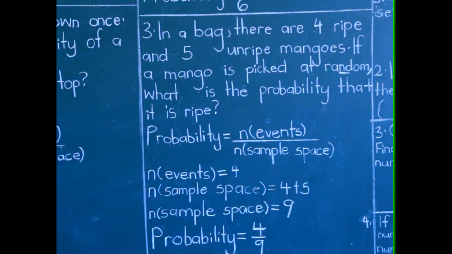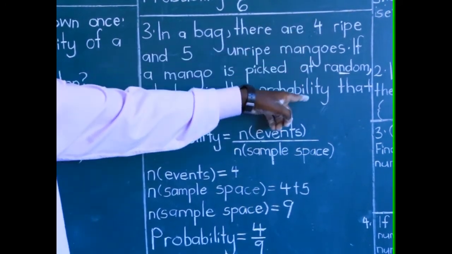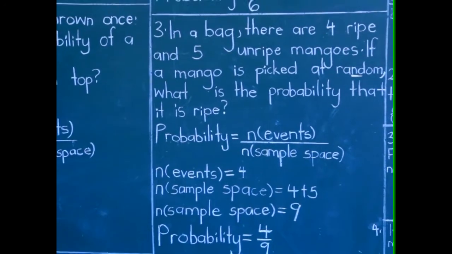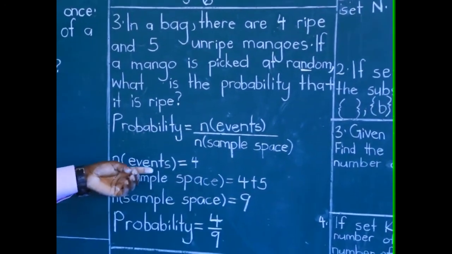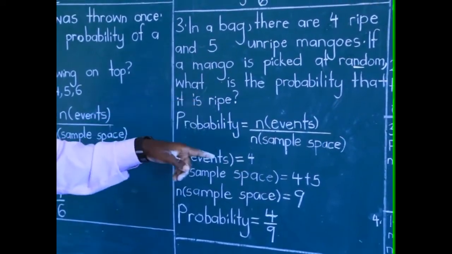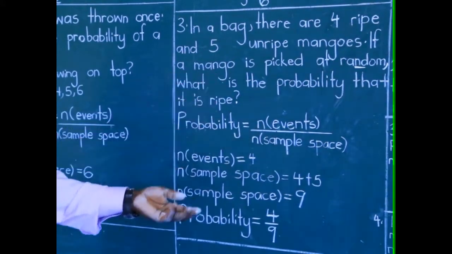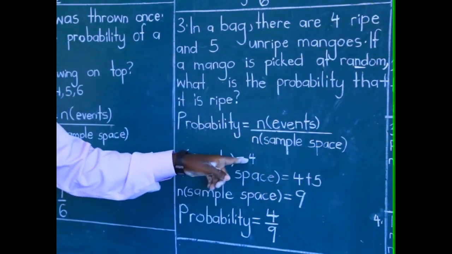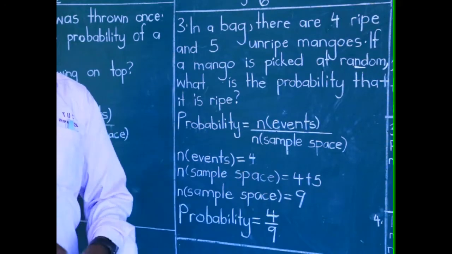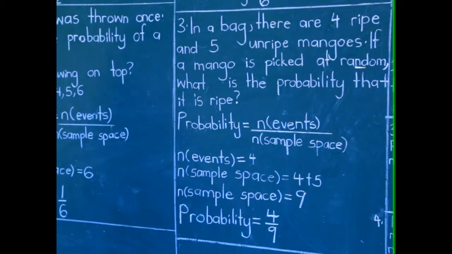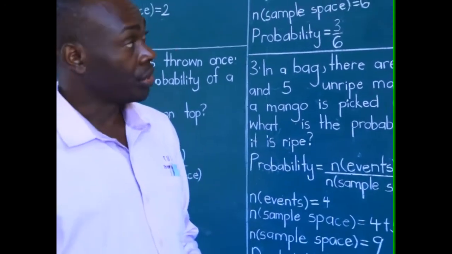As easy as that. So when you are given numbers like here, 4 as a number and 5 as a number, please do add to get the number of sample space. Then to get the number of events, please look out for what the probability requires you to get. Find the probability that the one picked at random is ripe. So look out for the right ones, and their number, 4, is the number of events. Then the number of sample space is whatever is inside, and you get the probability finally as 4 out of 9. In that way, you have answered that.